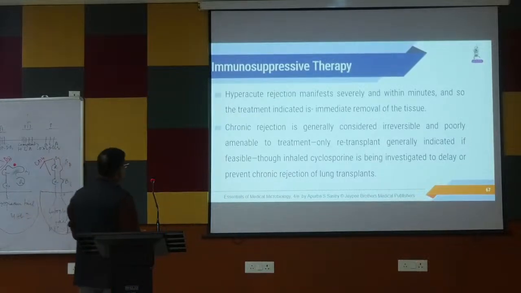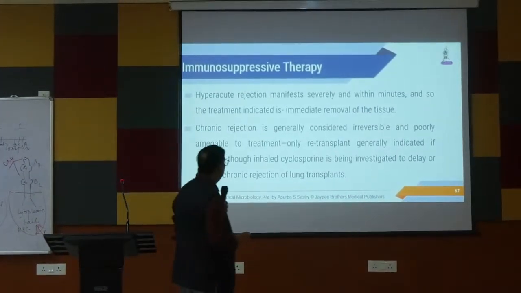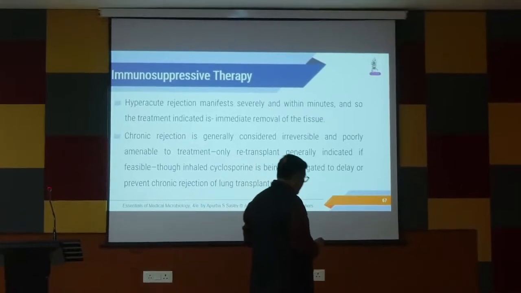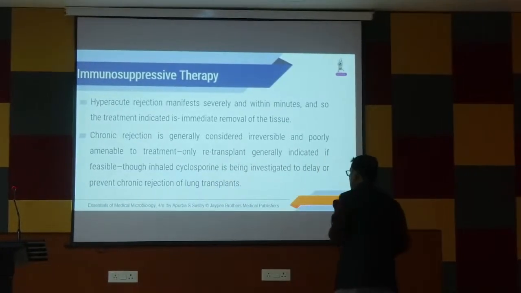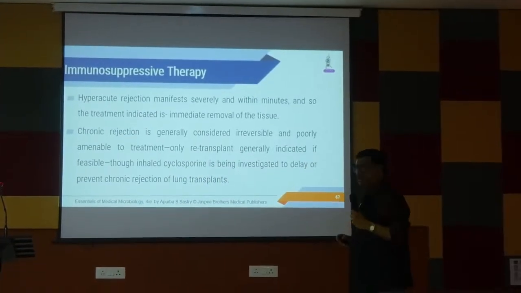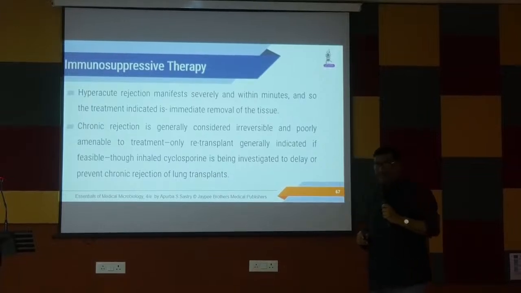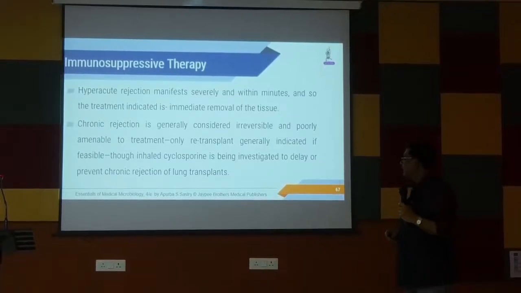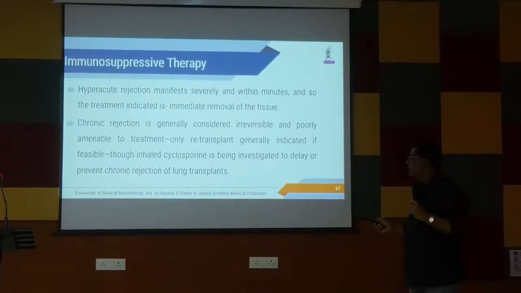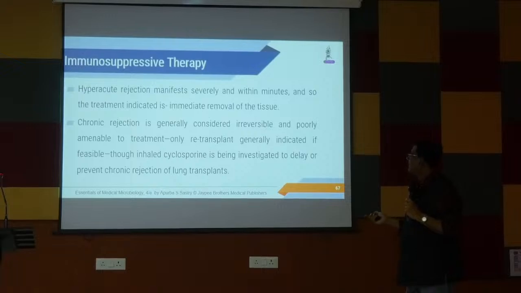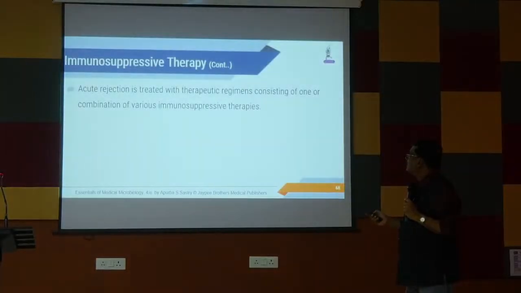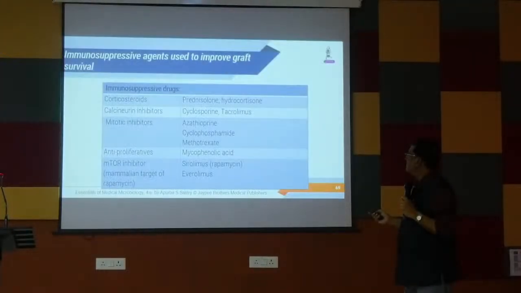Immunosuppressive therapy, that is how to make the graft acceptable. Different immunosuppressive drugs are there, like steroid, and other than steroid is methotrexate and cyclosporine we can add to control the immune response of the patient, of the recipient.